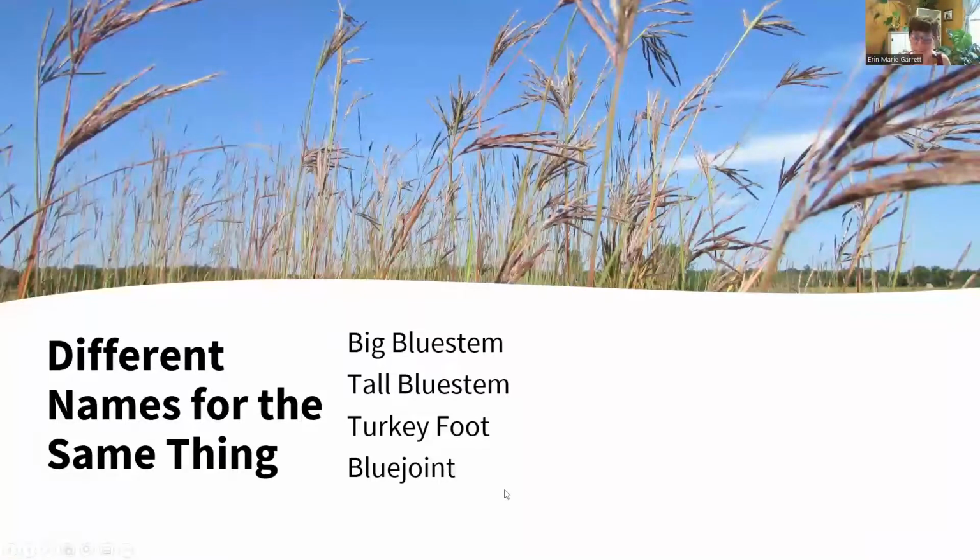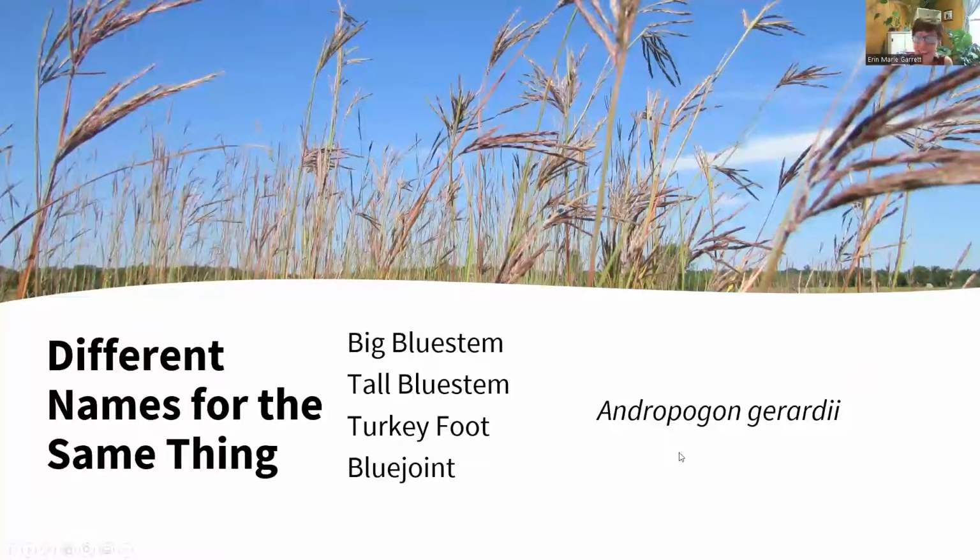So big blue stem, tall blue stem, turkey foot, and blue joint, which I had not heard used for this grass before. So most of you said blue stem, big blue stem, turkey foot. If we did the Latin, there's the Latin, and it just came. I was waiting for someone to put it in there. Andropogon gerardii, okay, is the Latin version for this plant.